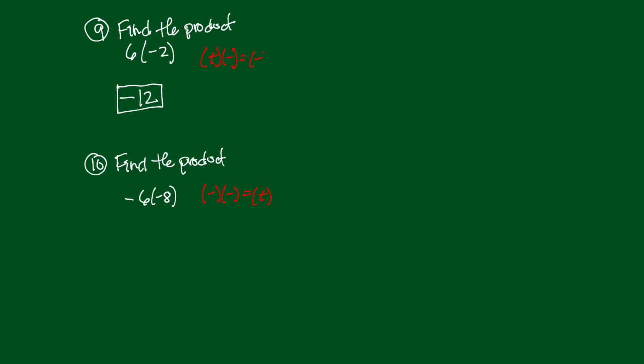So I know I'm going to get a positive number out of this. And what is 6 times 8? That's 48. Now you can put a plus sign on if you want, but you don't need it. So negative 6 times negative 8 is positive 48.